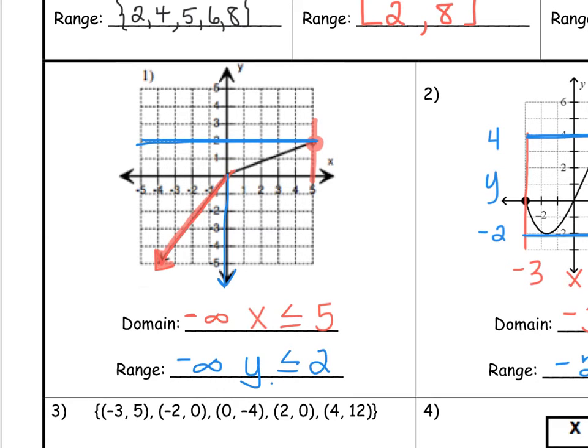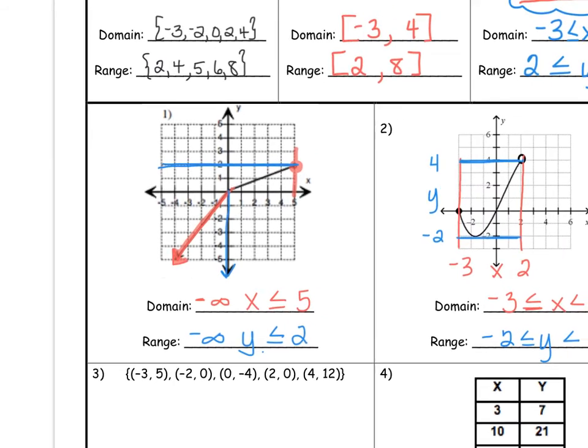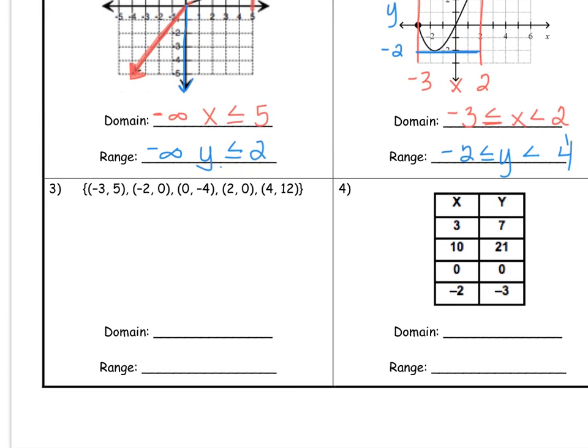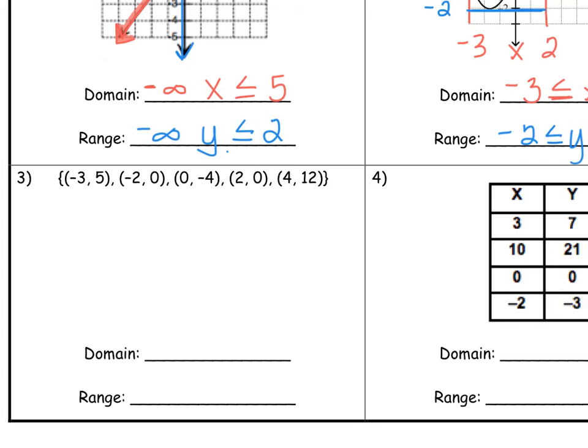And how many numbers are less than 2? It's infinite. So when we're finding the domain and range on graphs, that's when we want to use inequality symbols. If we're looking for domain and range from a relation, which is just a set of ordered pairs, or from a table, that's when we just need to list it using braces.